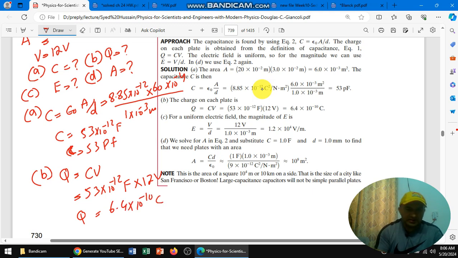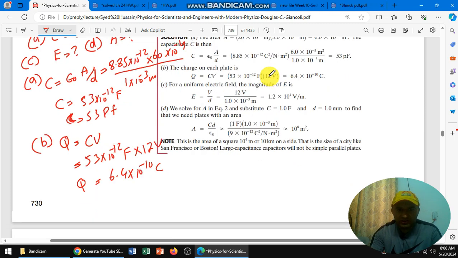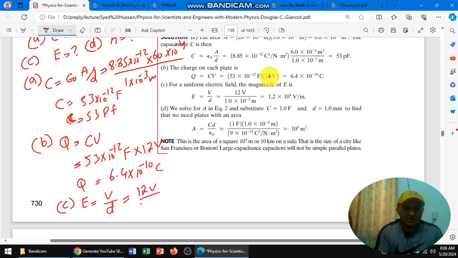For part C we need the electric field intensity. We use the potential gradient equation, the relationship between E and V, that is E is equal to V over D. The potential is 12 volt and the separation is 1 into 10 to the power minus 3 meter. That gives us 1.2 into 10 to the power 4 volt per meter.